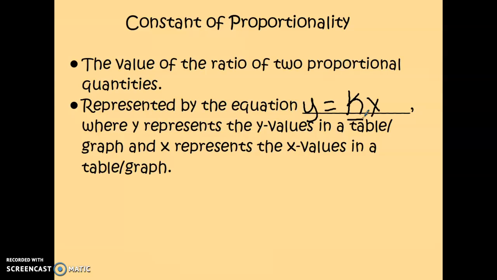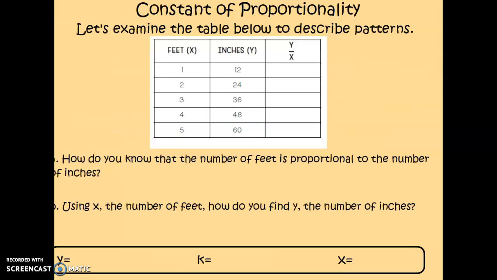y represents the y values, or the dependent values, and we'll talk more about what that means. And then x represents the x values in the table or graph. So here's our table.